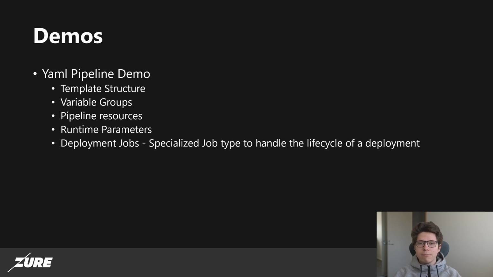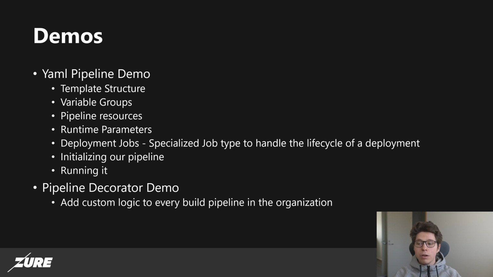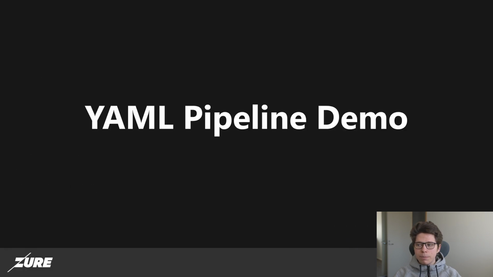Deployment jobs, which are kind of these specialized job types to handle a life cycle of a deployment. Then how do we actually add this pipeline in the portal and running it. And then the second demo I have is a pipeline decorator demo. And the pipeline decorator allows you to add custom logic to every build in the pipeline, or every build pipeline in your organization, for example. So let's begin with the YAML pipeline demo first.